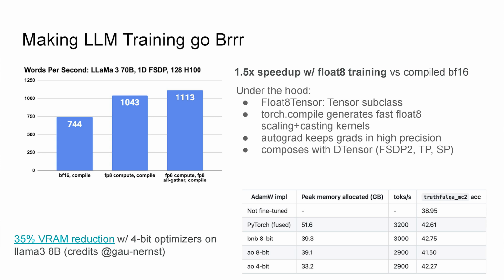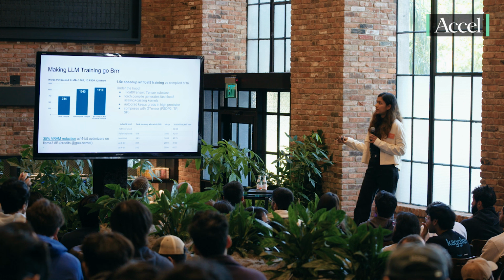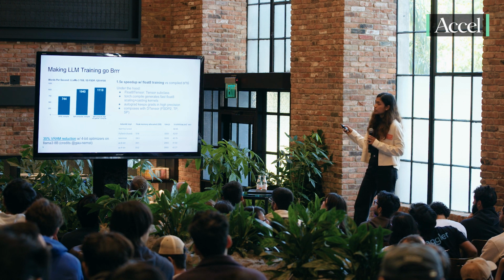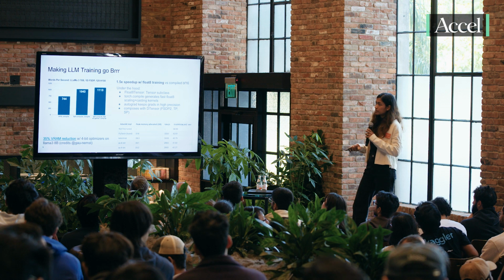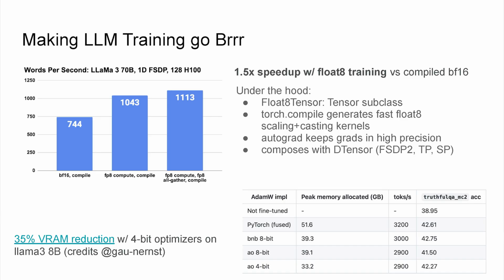On the training side, we also have easy-to-use APIs that enable you to do both computation as well as distributed communication in low precision, specifically for float8, where we are seeing a 1.5x speed up versus the compiled baseline. And under the hood, this uses a float8 tensor, which is a tensor subclass type. And it leverages torch compile to generate the fast float8 scaling and casting kernels, and also for fusing these kernels with preceding operators where applicable.